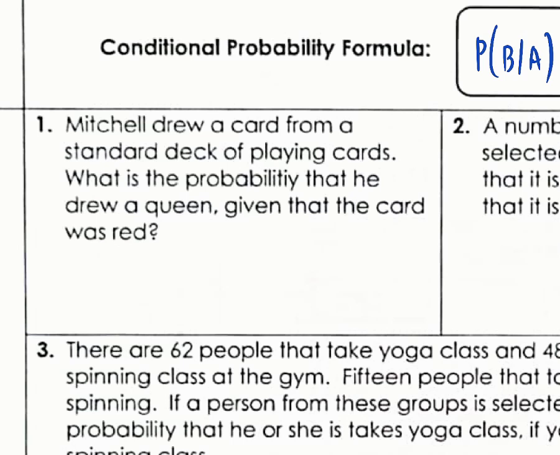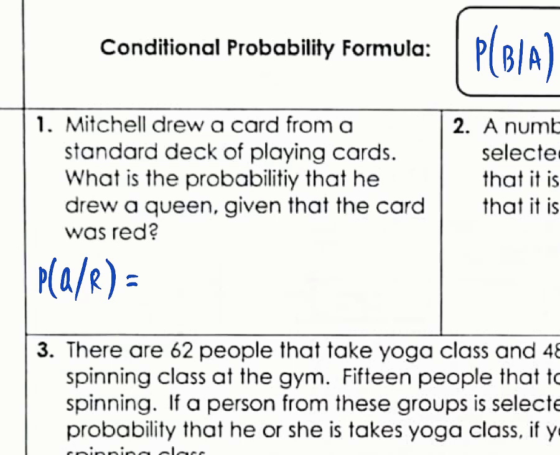It says Mitchell drew a card from a standard deck of playing cards. What's the probability that he drew a queen given that the card was red? With what I've said so far, where's my focus right now? Our focus is on our given, right? So what's my given? Red. Yes. We're trying to find the probability of a queen given that the card is red. So let's focus on the red.